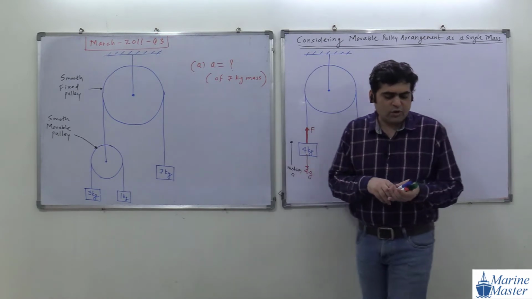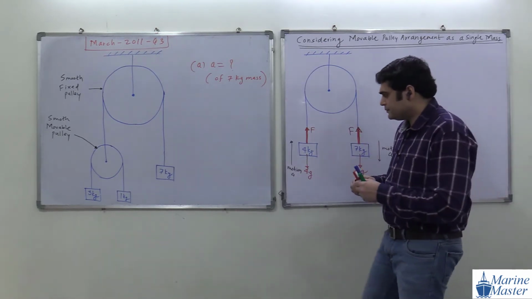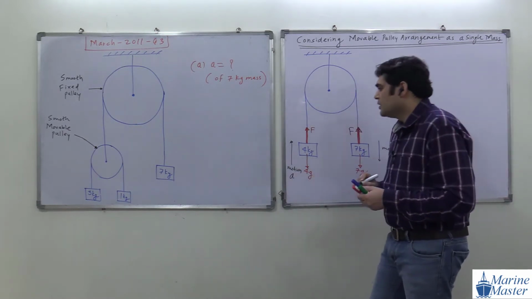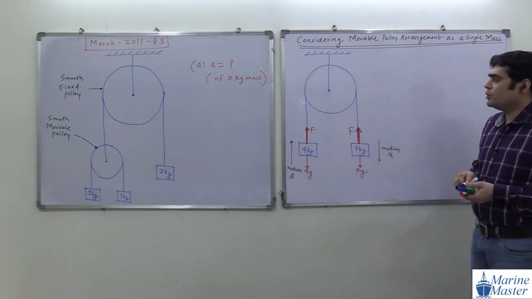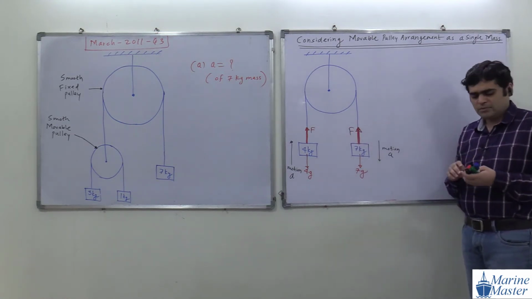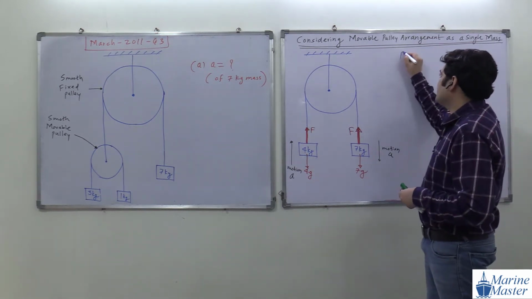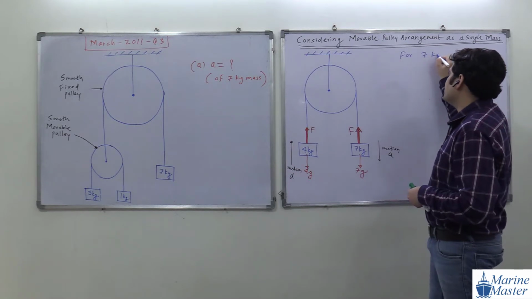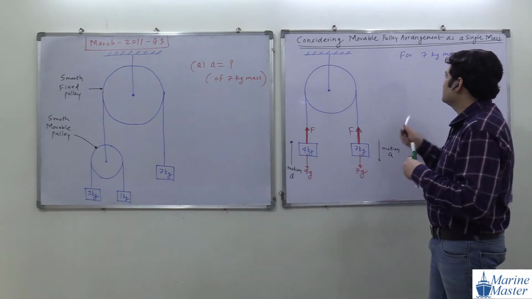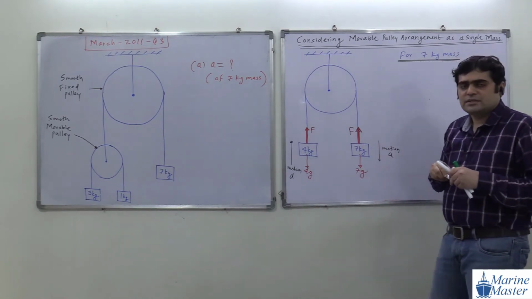Now the next point is what guys? What are we going to consider? We are going to consider first of all the 7 kg mass. You can consider the 4 kg mass, no problem. So for the 7 kg mass, everyone try to see the scenario. Very simple discussion. What will be the scenario for the 7 kg mass?